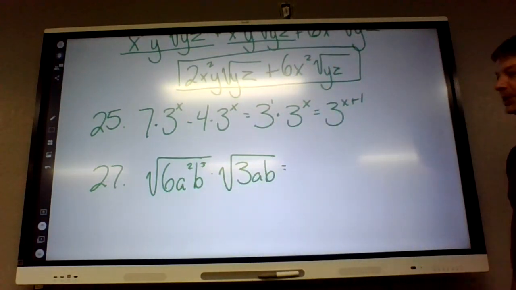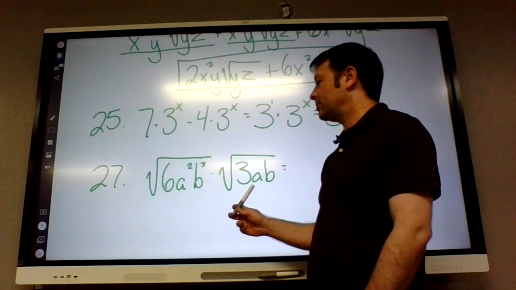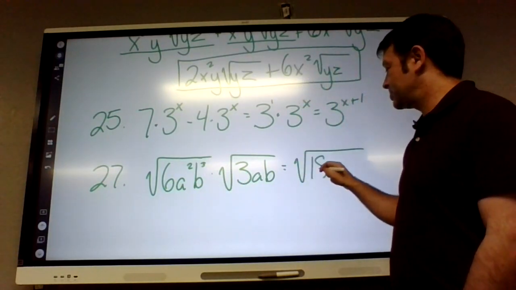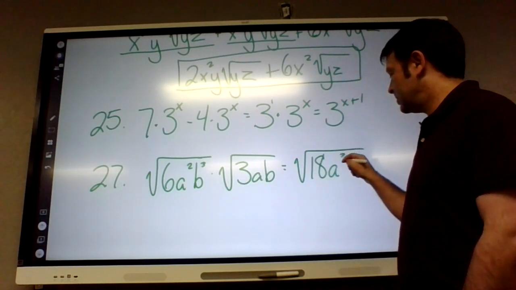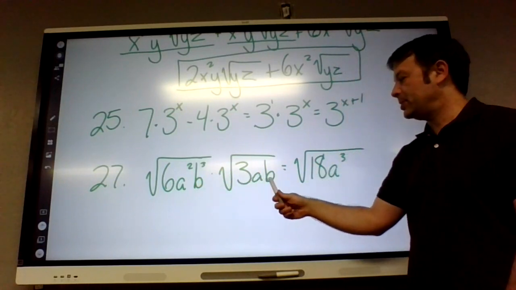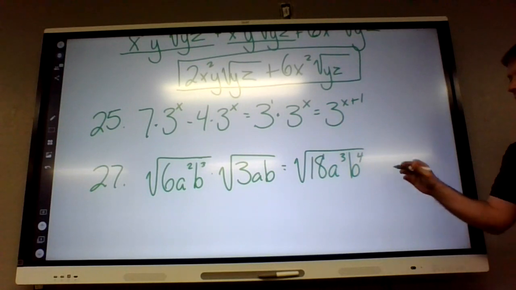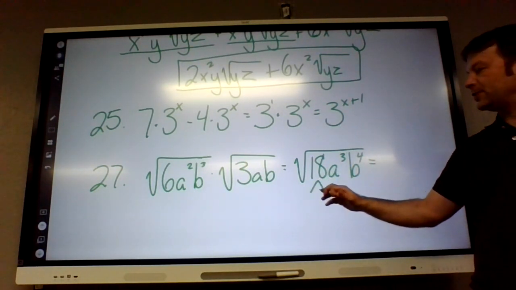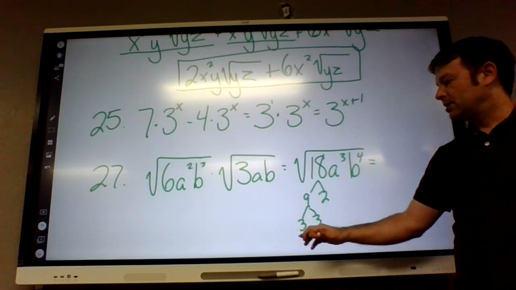Okay, so we're multiplying. Do those multiply together? They do. You can do a square root times a square root. There's no problem there. So 6 times 3, the square root of 18, a squared times a to the third, b to the third times b to the fourth. Guess what? We can simplify it. Square root of 18 is going to turn into 3 square root of 2.